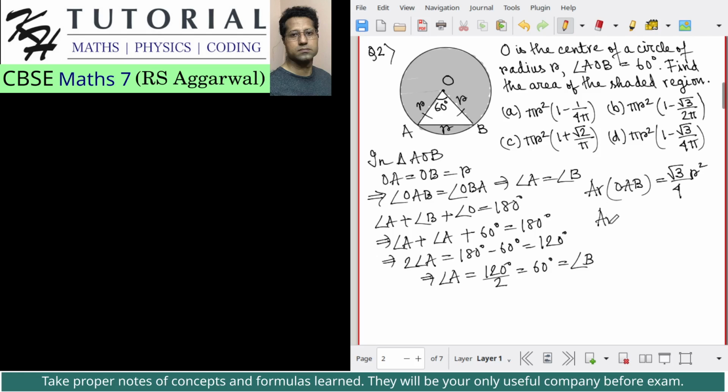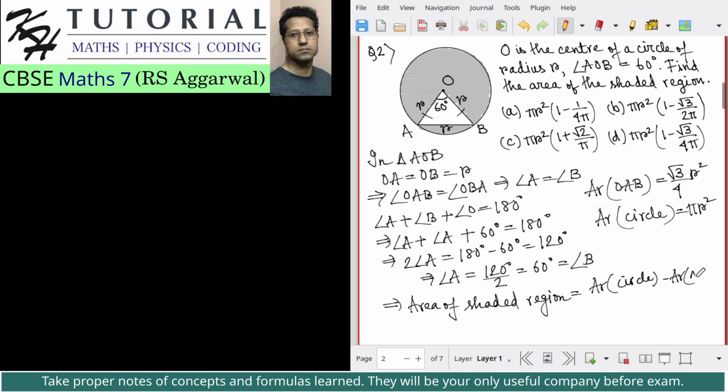Now what is the area of the circle? Area of the circle is equal to pi r square. So this implies the area of the shaded region is equal to the area of the circle minus the area of the triangle AOB, which is equal to pi r square minus square root of 3 by 4 r square.